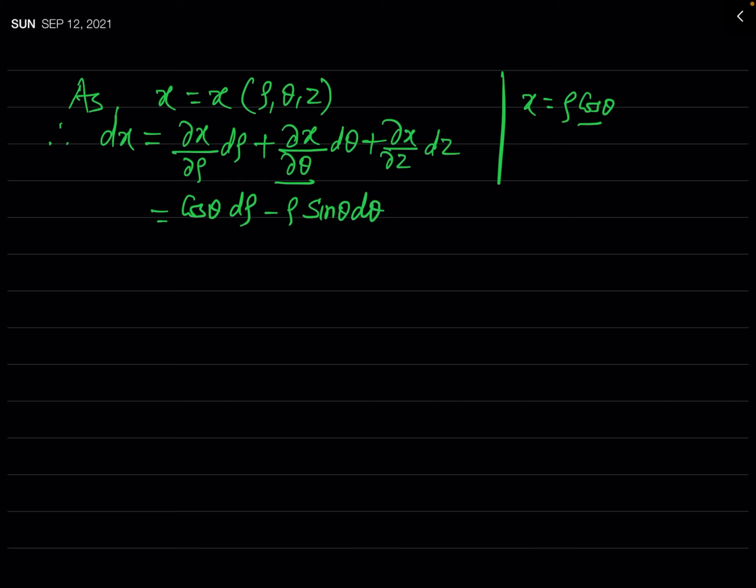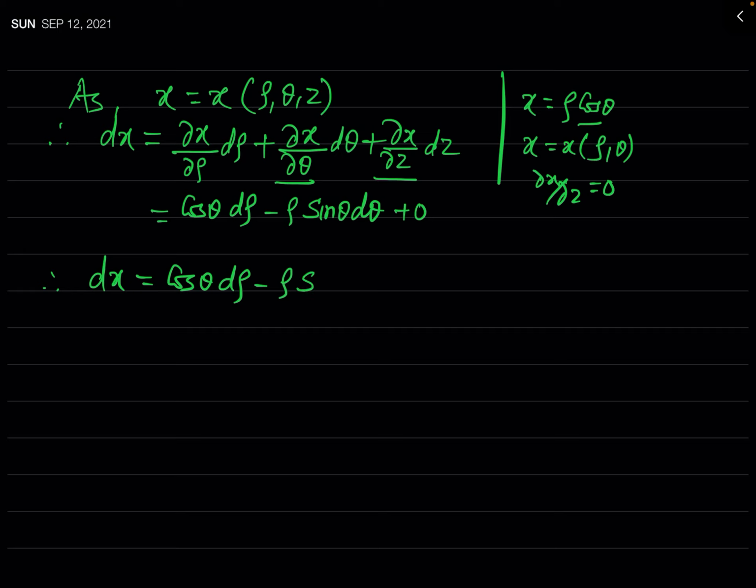Now since x is not a function of z, you can see here x is only a function of rho and theta, not of z. So del x by del z will be equal to 0. So the last term, del x by del z, is equal to 0. And therefore you can say that dx is equal to cos theta d rho minus rho sine theta d theta.